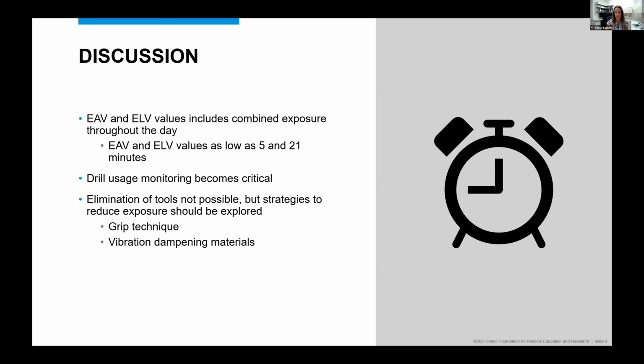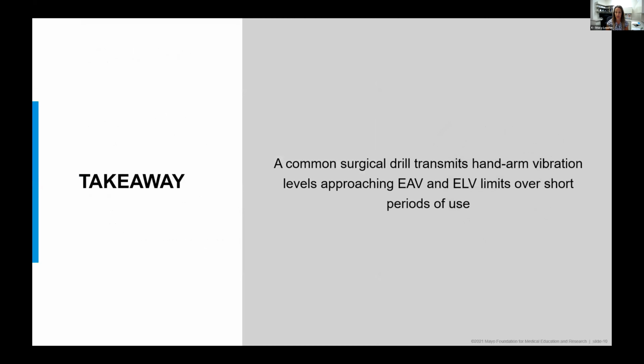Further investigation is needed to determine the total vibration exposure over a day, specifically in a surgeon who performs multiple surgeries within a single workday. While elimination of tools is not possible, grip technique and vibration dampening materials should be explored. In conclusion, a common surgical drill transmits hand-arm vibration levels approaching EAV and ELV limits over short periods of use.